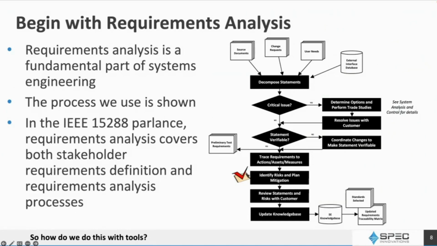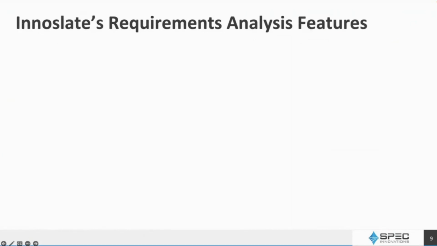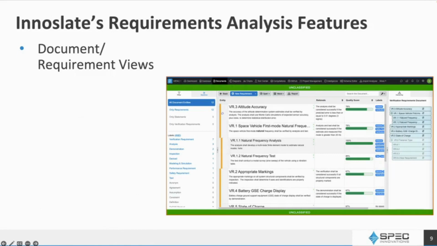So how does Innoslate deal with that? Innoslate has quite a number of requirements analysis features. First of all, there is a specific requirements view as part of documents view. So we have a special thing for requirements documents where we bring in the rationale, the quality score, and some other status information is available. You also can see traceability indicators. That's what the STVs are. You see the little green things that say that. You can add comments here, things like that.